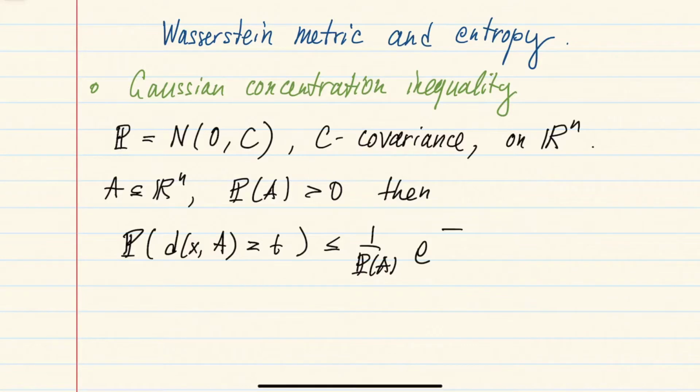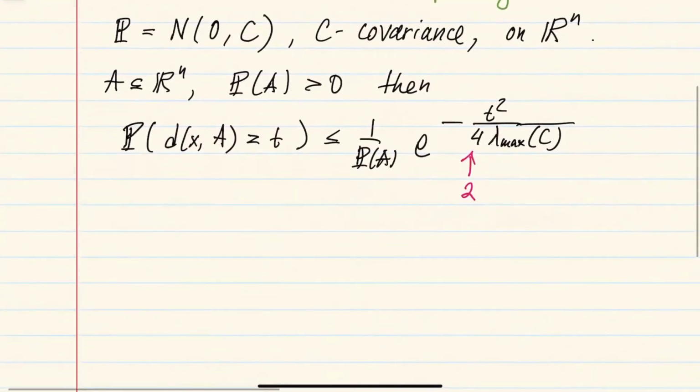e to the minus t squared over 4 times the largest eigenvalue, lambda maximum, of this covariance matrix C. This particular constant 4 here can be improved to 2, so this will be an artifact of this particular proof. But the meaning of this result is the following: if you start with a set that carries some weight, so the probability of this set is strictly positive.